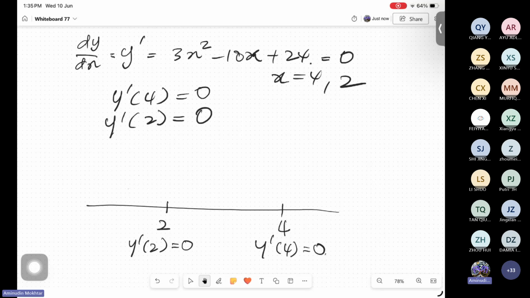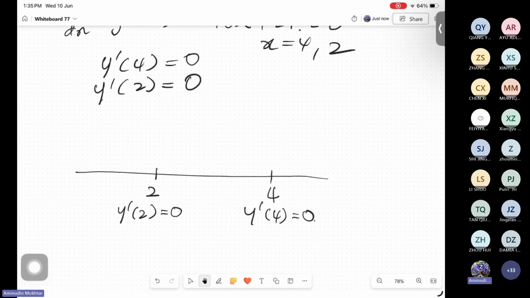Now we need to identify the sign of the slope of the function before and after these points. They are also known as the critical points, titik genting in Malay.